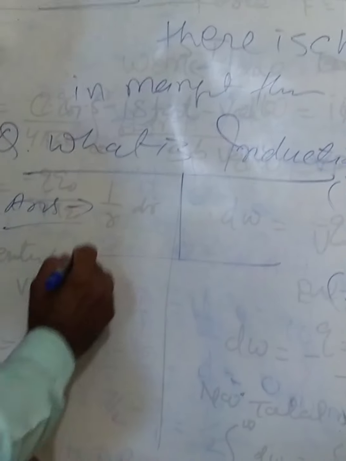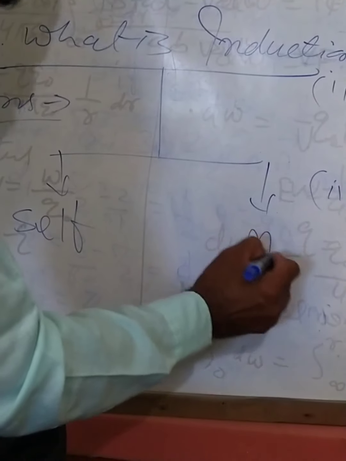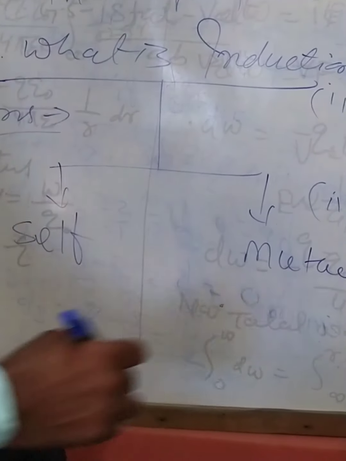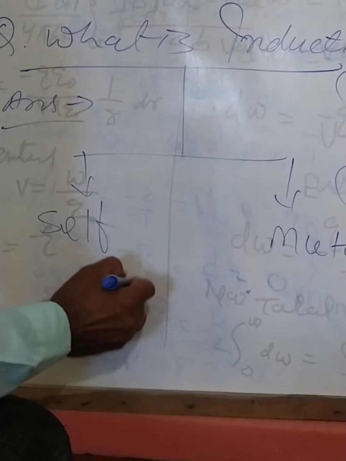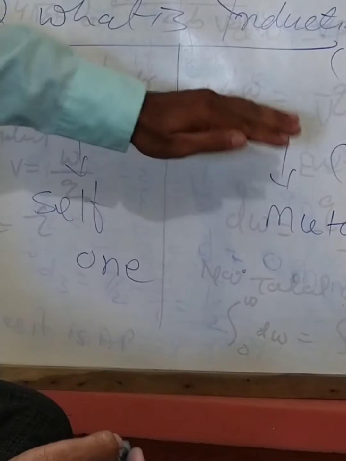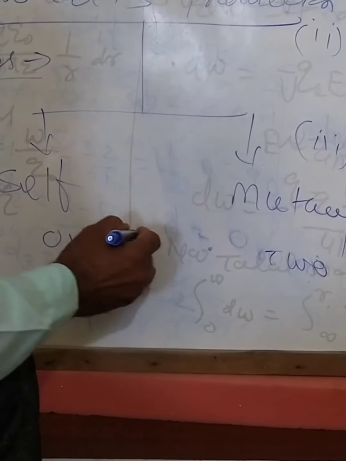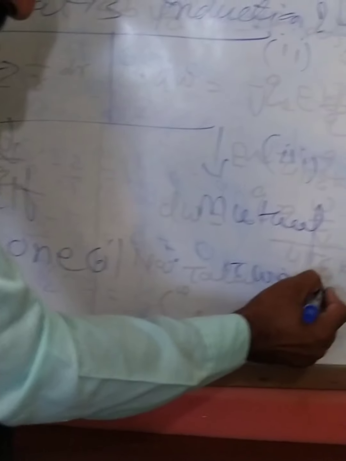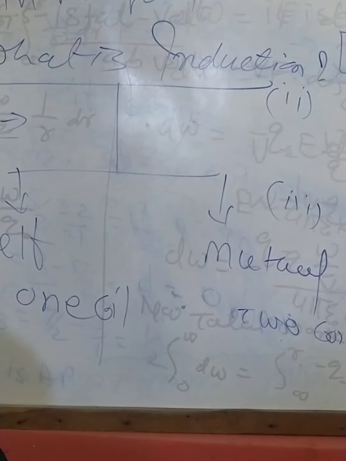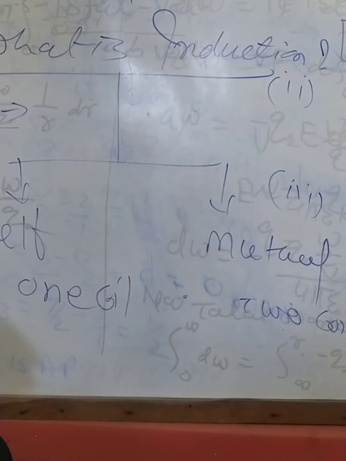Induction is of two types. The first one is self induction and the second one is mutual induction. In self induction, one coil is needed. In mutual induction, when a change is brought in one coil, current is produced in the other coil. So here two coils are needed, and here one coil is needed.